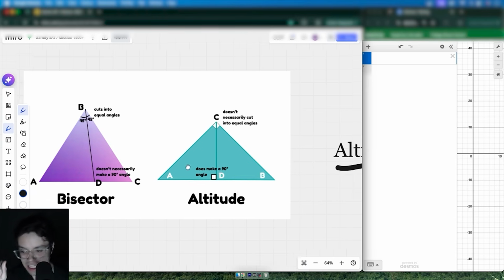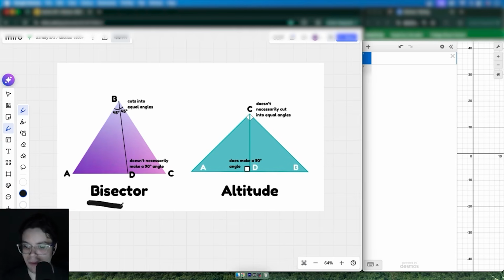The big thing here is that you can also theoretically have a bisector, and a bisector is different from an altitude. A bisector is a line that goes from the top to the bottom and cuts the angle into equal angle measurements, but it doesn't necessarily make a 90-degree angle down here. So know the difference. All we were talking about here is altitudes. You won't really see that much of bisectors on the SAT. Even if you do, they won't necessarily be 90-degree angles, so it doesn't really matter for this video. But they are completely different things.